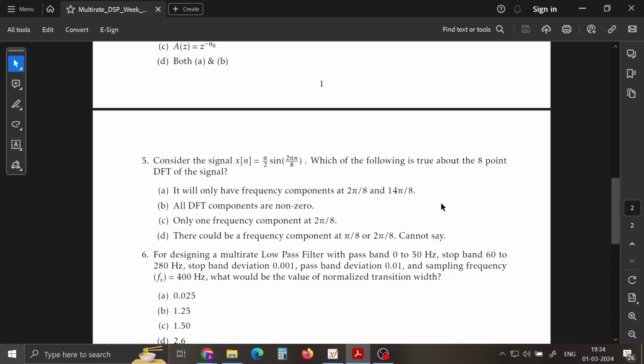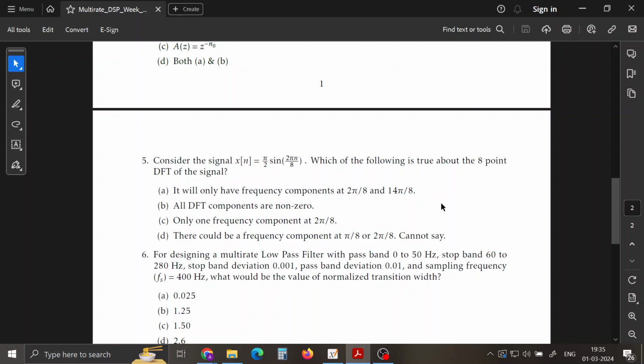The key observation here is that x of n has a particular form, pi by 2 times sine of 2 pi n by 8. Now it's a sinusoidal signal, and you can express sine 2 pi n by 8 as e power j 2 pi n by 8 minus e power minus j 2 pi n by 8, whole divided by 2j. And once you do that, you already have an expression which expresses the input signal in the form of an IDFT expression, right? So you can automatically find which of the terms are existing, and it will comprise two exponential terms. It's a sinusoidal sequence. That's why only two DFT coefficients are non-zero. That is the key observation here.